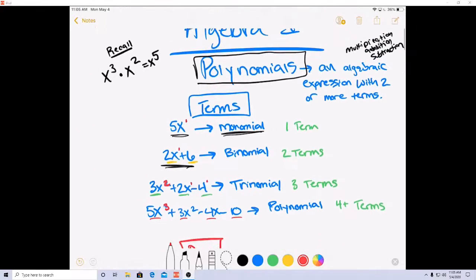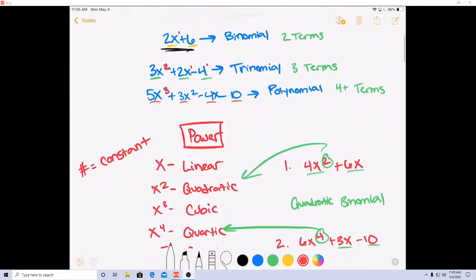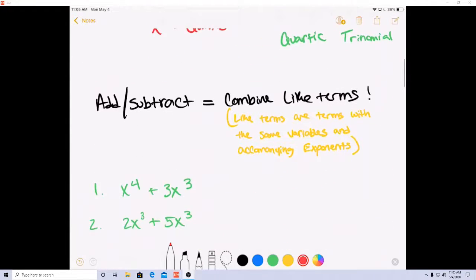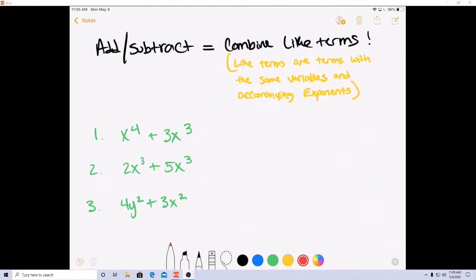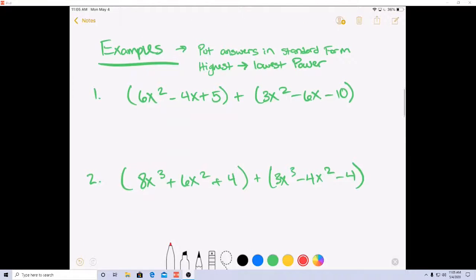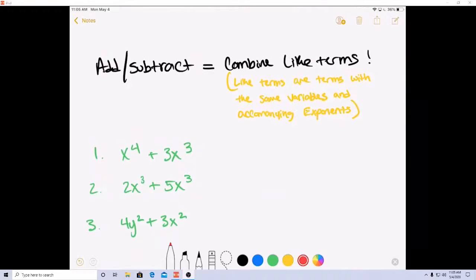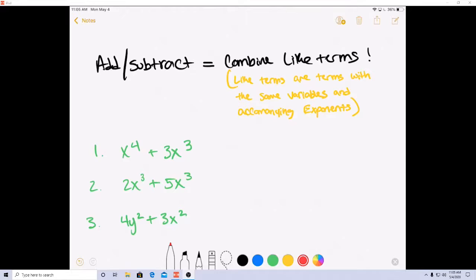Okay. And so in math, you're supposed to put them in order from the highest power to the lowest power, and I say that right here. Put answers in standard form. That's what that's called. Highest power to lowest power. Again, if you don't watch this video and you don't do that, not the end of the world. But if you watch this video and you see this part, I would appreciate if you put them in standard form, because that's how they belong.